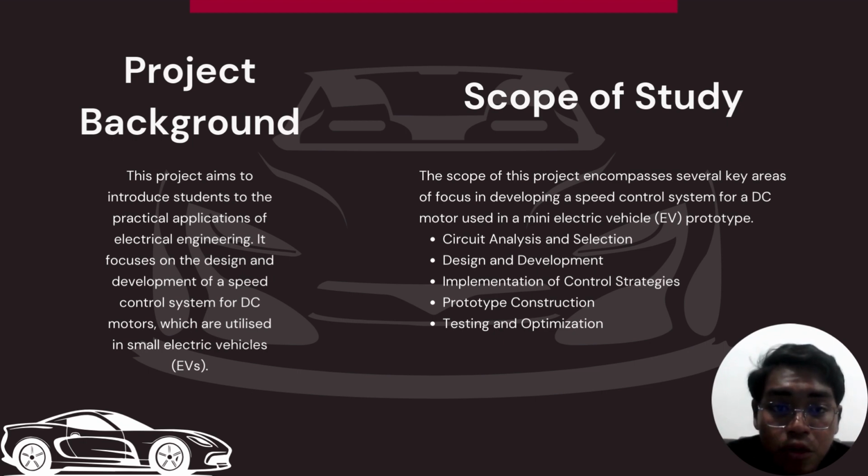Next is the scope of study. The scope of this project encompasses several key areas of focus in developing a speed control system for a DC motor used in an EV prototype. There are 5 key areas of focus. The first is circuit analysis and selection. Second is design and development. Third is implementation of control strategies. Fourth is prototype construction. And the last key area of focus is testing and optimization.